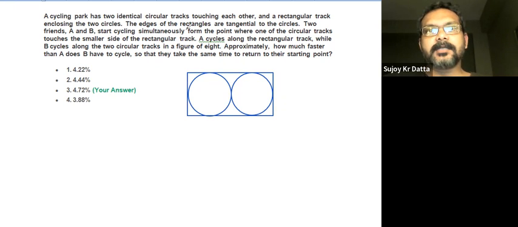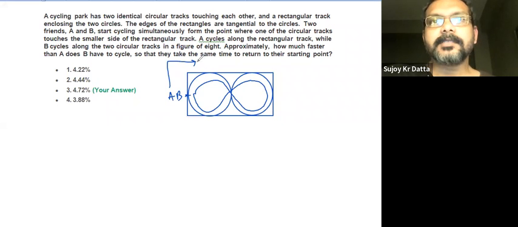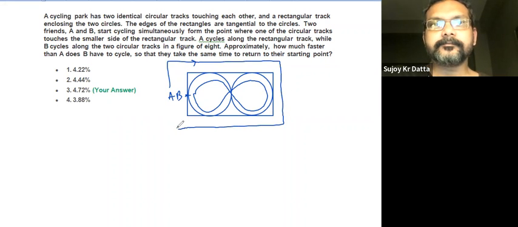The friends start cycling from a point where the circular track touches the smaller side. So here, A and B. A cycles along the rectangle, whereas B cycles along the circle, making an H shape like this. So this is how B is moving, creating the H shape, whereas A is going straight.